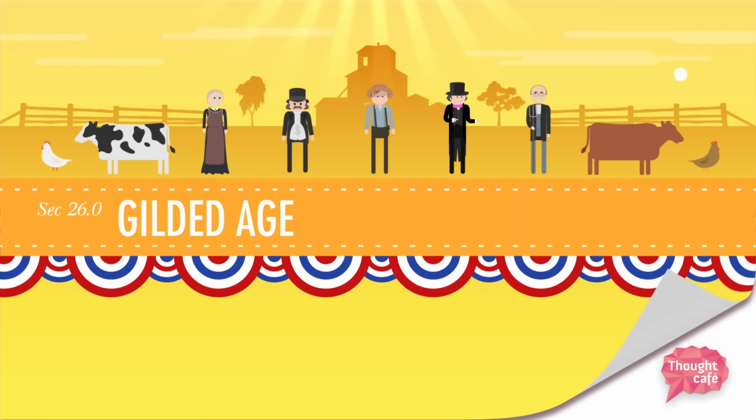In the West, farmers became politically motivated over the issue of freight rates. Wait, are we talking about railroads? Let's go to the thought bubble.